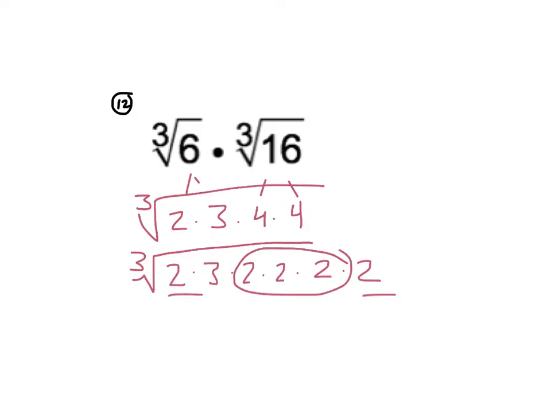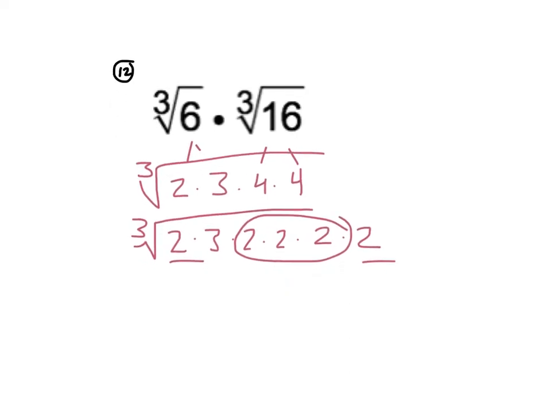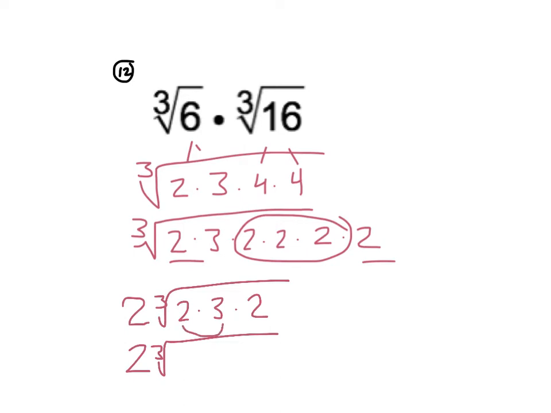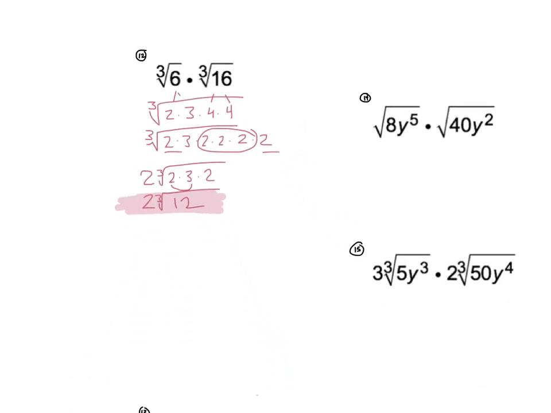And we don't have any more groups of 3 to circle. So on the outside, we can take out a 2, and on the inside, we're left with the cubed root of 2 times 3 times 2, which we can multiply all those together. We have 2 times 3, which is 6, and 6 times 2, which is 12. So we're left with 2 to the cubed root of 12. Okay, let's go to 13.